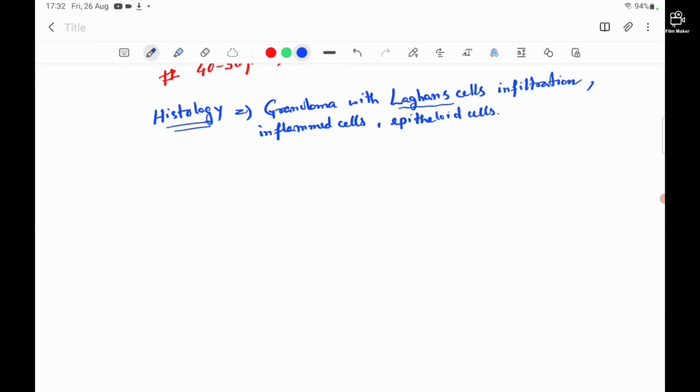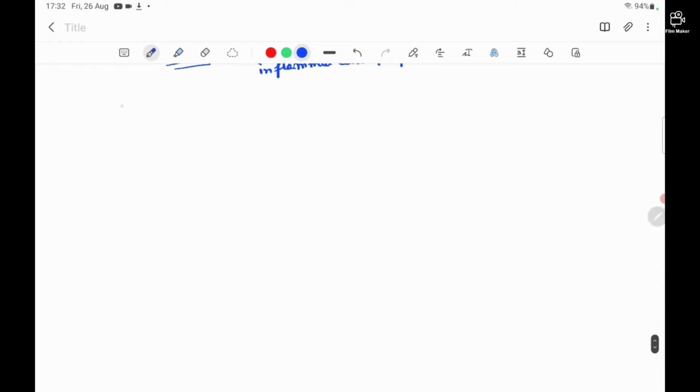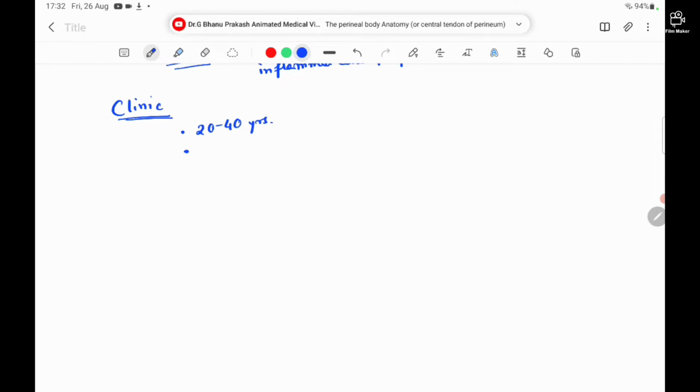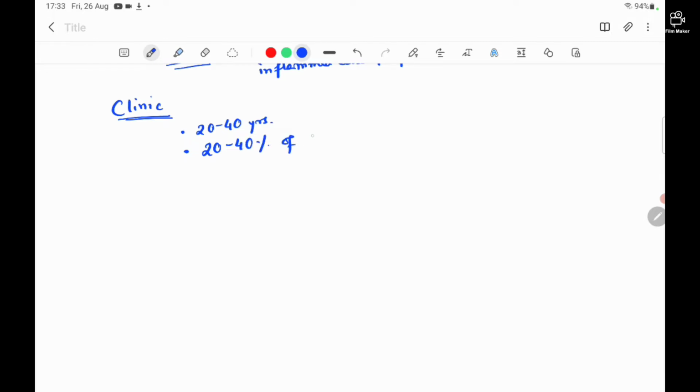Now let's come to clinical features. Mostly it is found in individuals of 20 to 40 years of age. And 20 to 40% of patients of lung TB.